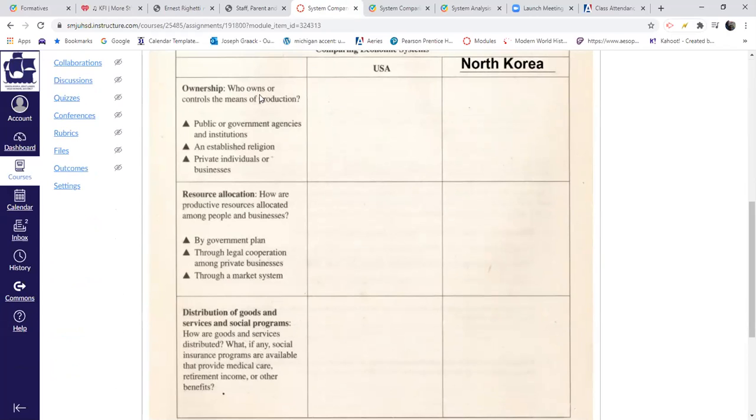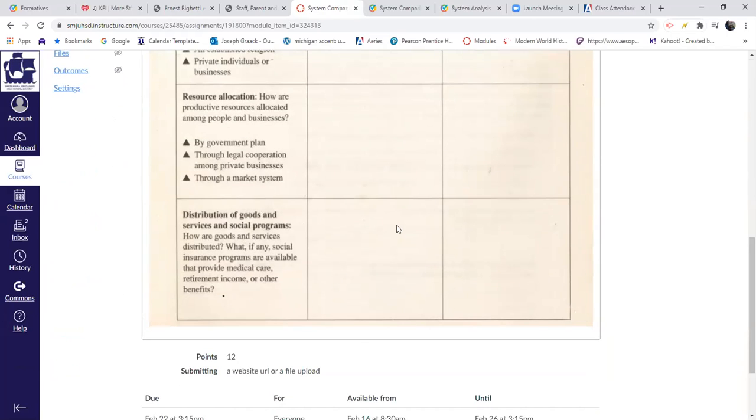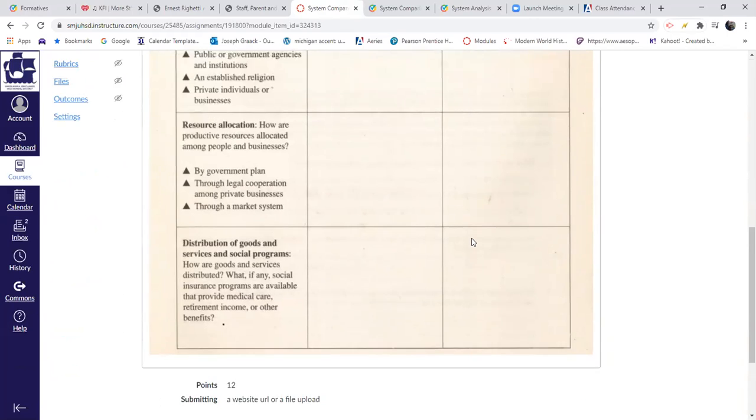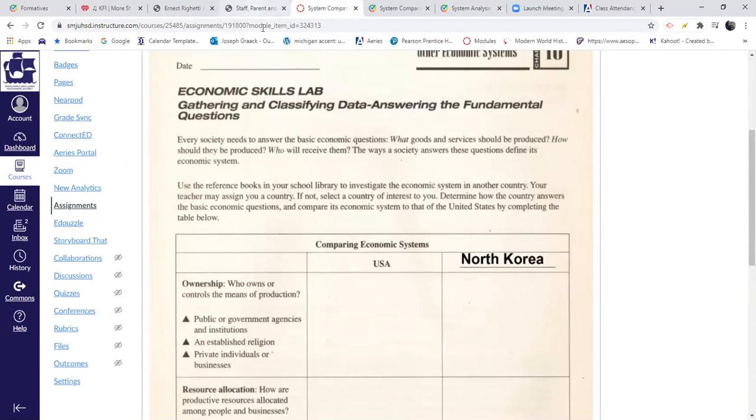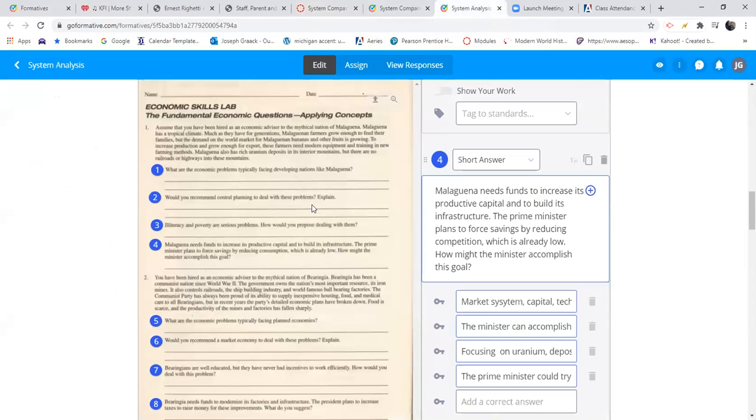In the United States, who owns or controls the means of production? All right, and you're going to put that there. In North Korea, who owns the means of production? Who owns the resources, or how are they allocated in both those countries? And then finally, once the goods and services are made, how are they distributed? All right. And so what you want to do with your remaining time is to do both of these.